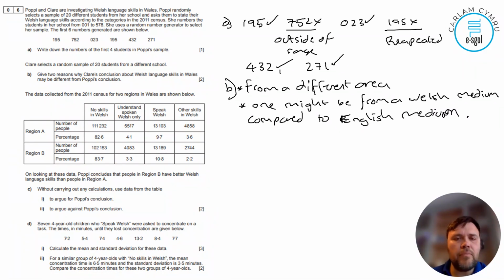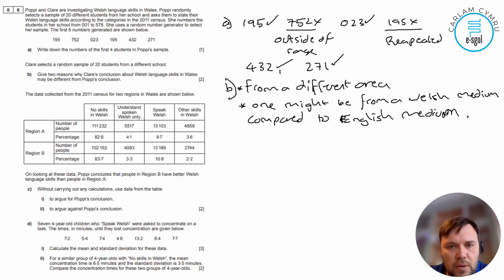Full stop. Okay, now we've been given a load of data. The data collected from the 2011 census for the two regions of Wales are shown below. So that is all of the data that they've collected. Looking at this data, Poppy concludes that people in region B have better Welsh language skills than the people in region A. Part C is, without carrying out any calculations, use the data from the table to argue for Poppy's conclusion.